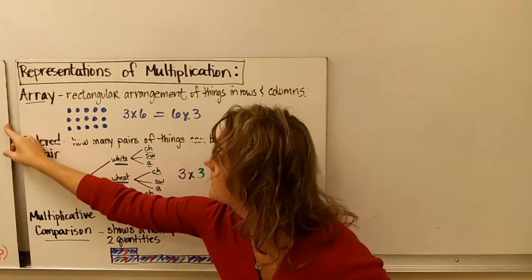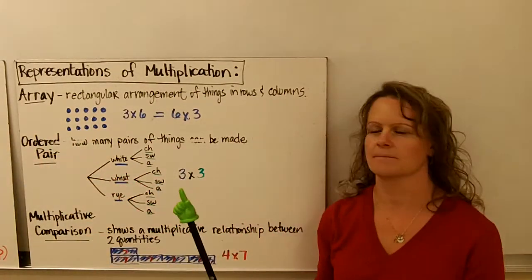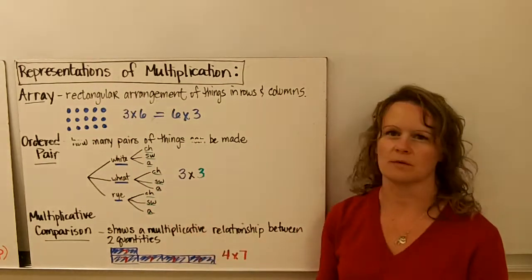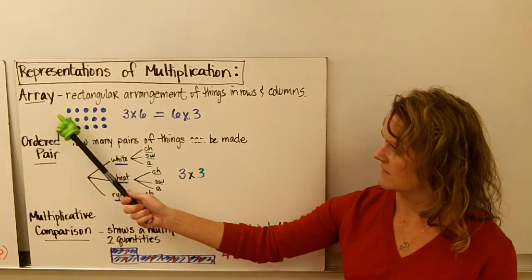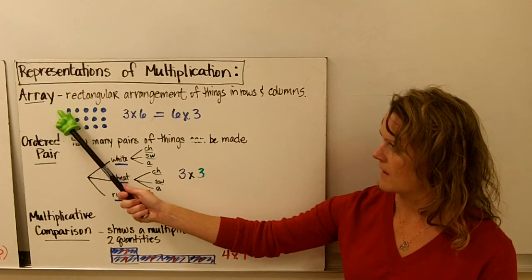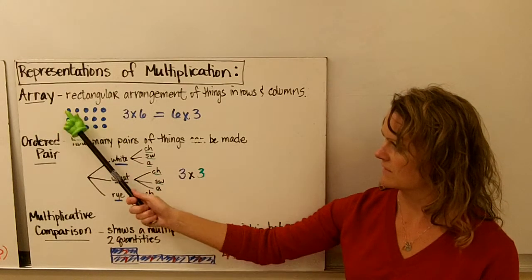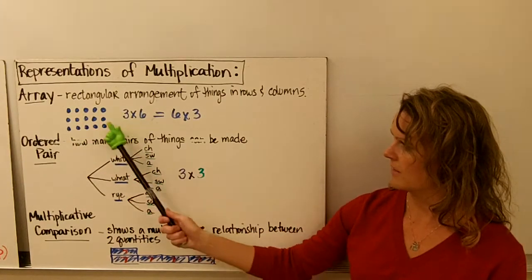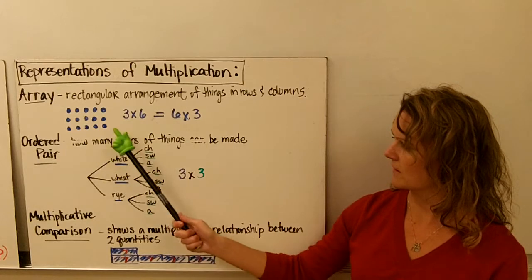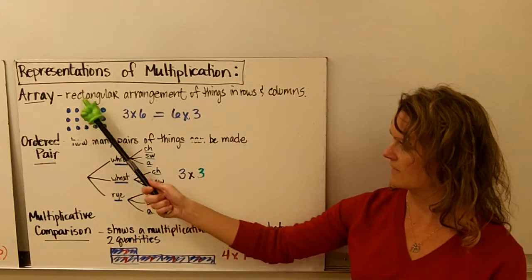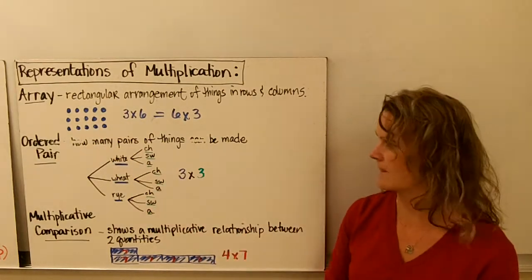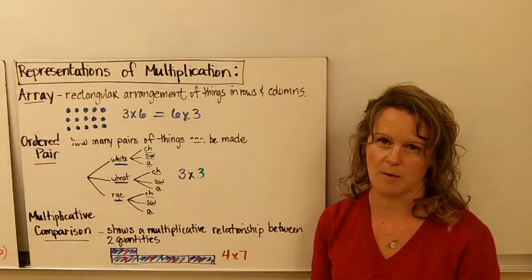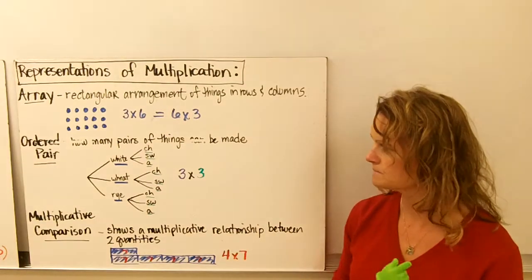Alright, so let's go ahead and talk about the representations of multiplication, starting with an array. An array is just simply a rectangular arrangement of things in rows and columns. And as you can see here in this diagram, I have 3 rows of 6. And so the way that we look at it is we can say, well, I have 3 groups of 6, or I could look at it the other direction and say I have 6 groups of 3 if I'm looking at the columns. So this, of course, in essence, is a great way of modeling the commutative property, which we're going to get to on the next slide.